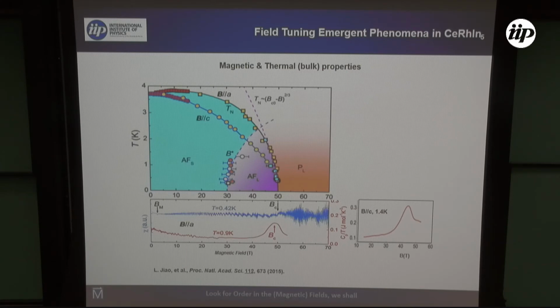One of them is that the critical field is just proving me absolutely wrong, right? I say that 1 Tesla is 1 Kelvin. Well, that applies only in the simple systems. When you get into a more complicated system, like uranium dioxide or cerium rhodium indium 5, it doesn't work anymore. You actually need 50 Teslas to suppress this 3 Kelvin transition in cerium rhodium indium 5.